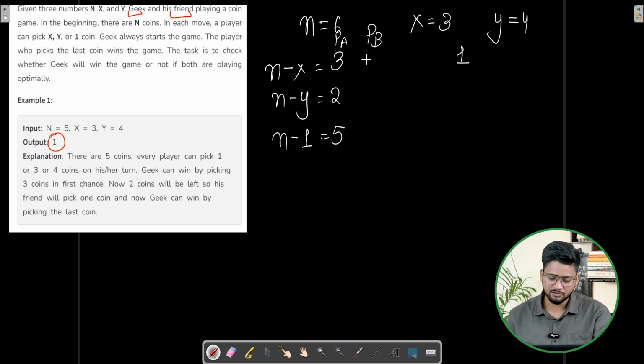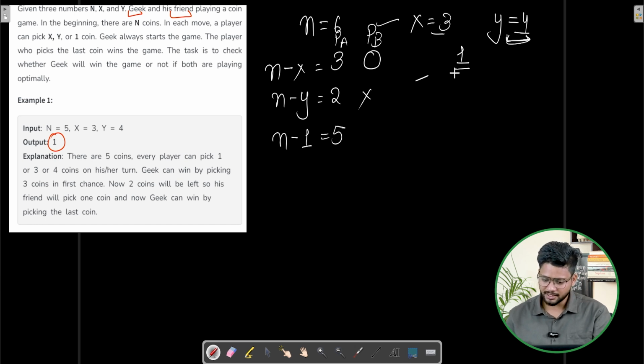Now the chance of player B. Player B can take either 3 coins, 4 coins, or 1 coin. Let us understand: if he has taken 3 coins, then 0 coins will be left. In this case, player B is the winner. But can player B take 4 coins? No, he can't take 4 coins, so this is not a valid move.